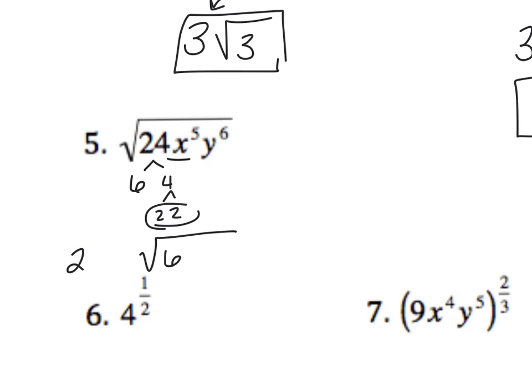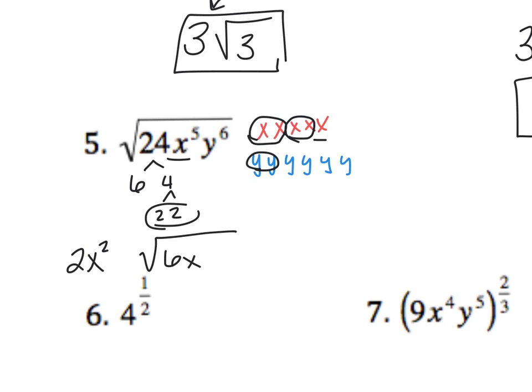I'm just going to write this out so we can all kind of see it in our own way. If I have 5 x's, I have 1, 2, 3, 4, 5. So I'm going to circle pairs of 2 just like I do with the numbers. I've got 1, 2. So that means 2 x's are going to come out and there's 1 left over here. Same thing with the y's. I have 6 of them. 2, 3, 4, 5, 6. Okay, 1, 2, 3. Exactly 3 pairs of y's, no leftovers.